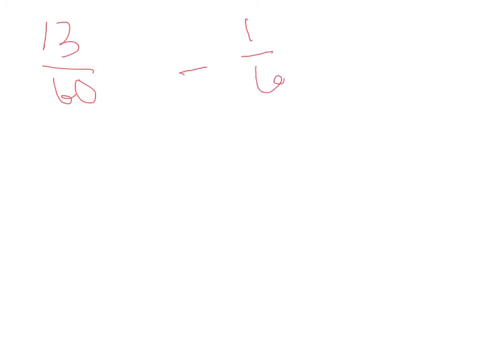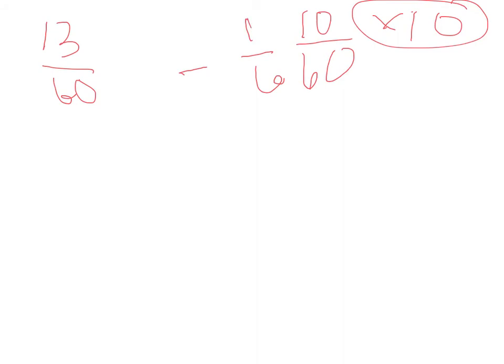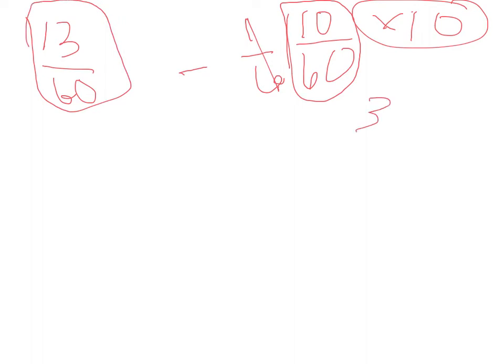Again, we need common denominators, but 6 can fit into 60. 6 times 10 is 60, so times 10 would be the rule bubble. 1 times 10 is 10, so I'm going to cross out this fraction and circle the fraction I'm dealing with, and circle the fraction I'm dealing with over here. 13 minus 10 is 3/60.